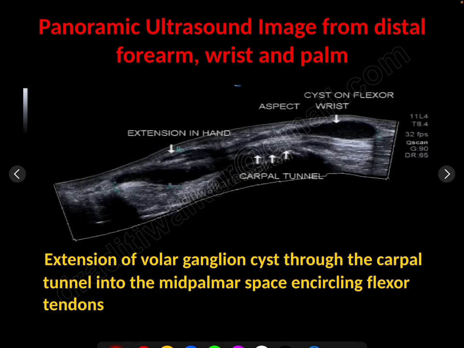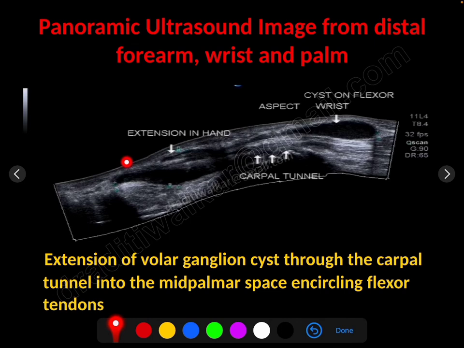This is a panoramic ultrasound image of distal forearm, wrist and palm, and we can see nicely the extension of the lesion in the hand going through the carpal tunnel and then in the flexor aspect of wrist. So these are the flexor tendons which are seen within this entire oblong shaped cystic lesion.